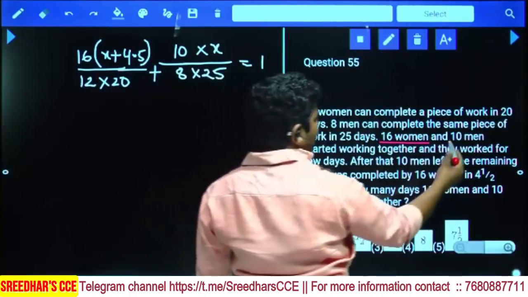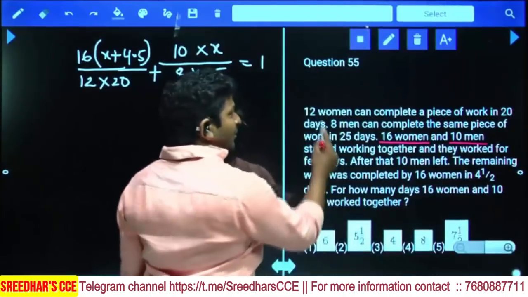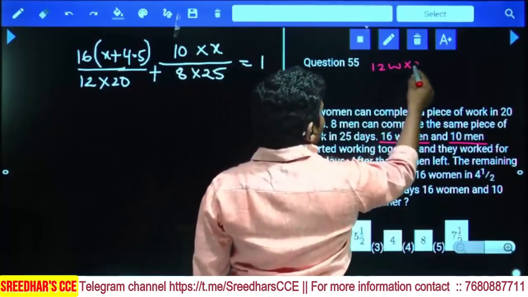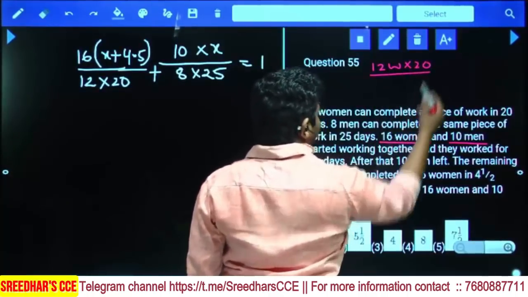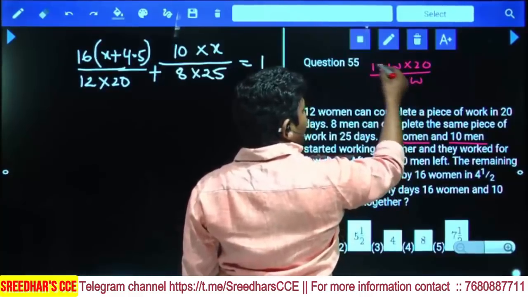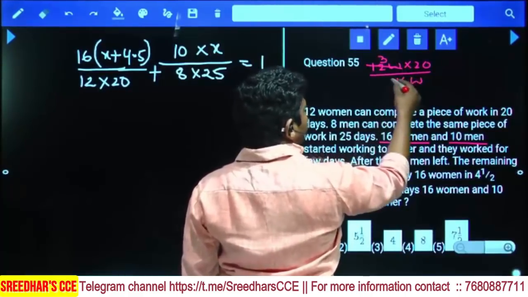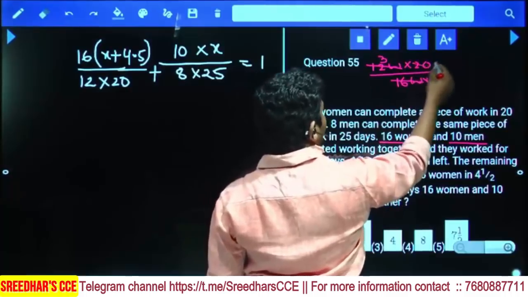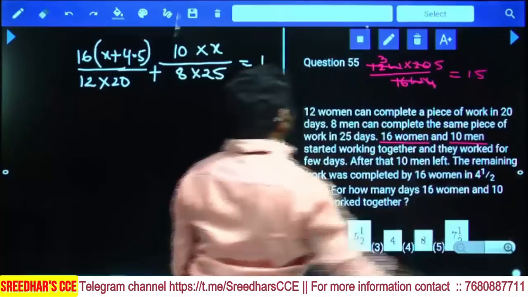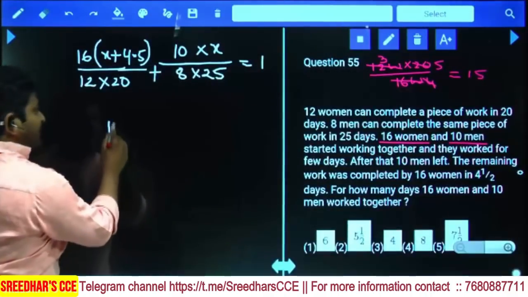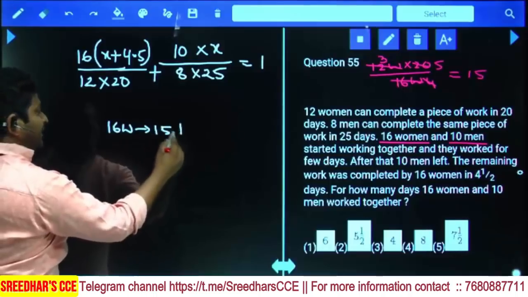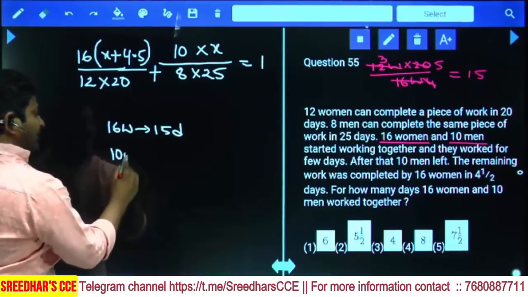The other way is, if 12 women can do it in 20 days, your information is having 16 women and then 10 men. Women wise, 12 women can do it in 20 days. The same 16 women can do it in divided by 16. 4 3 times, 4 4 times, 4 5 times. 3 into 5, 15. So I got the information 16 women can do it in 15 days.